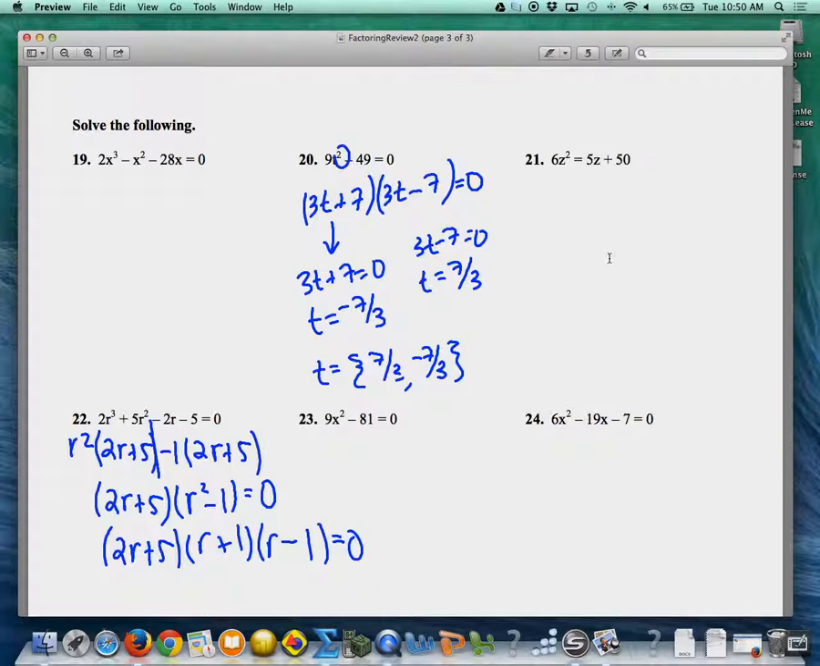Now, this is set equal to 0. Okay, solving the first set of parentheses gives us r is negative 5 over 2. Can you guys do that in your head? R plus 1 will give us negative 1, and r minus 1 will give us positive 1. Okay, r to the third, we got 3 answers. Questions?